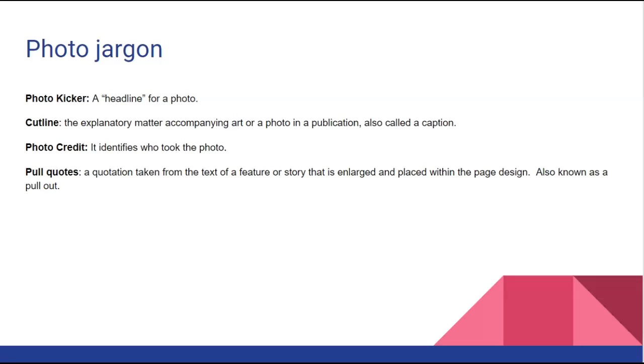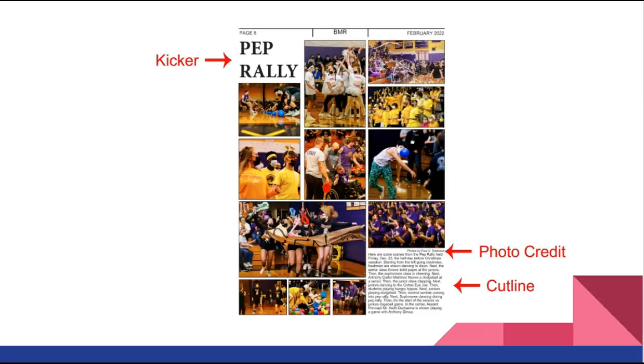Photo credit identifies who took the photo. You may not know who took the photo in some of your stories, so you don't always have to have a photo credit. You also don't have to always have a photo kicker, but you should always have a photo cut line someplace in there. And then this isn't really photo jargon, but I put it here because it'll go with my example. You have pull quotes. What those are is another graphic element that will help you make your work look a little nicer. So you're taking a quote out of a page, and it should make the design better.